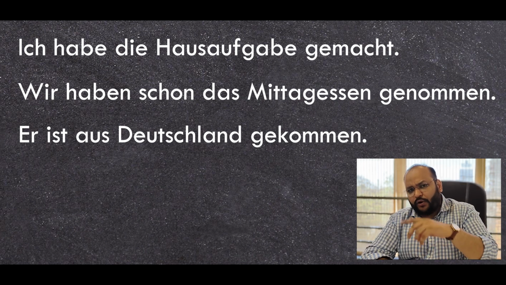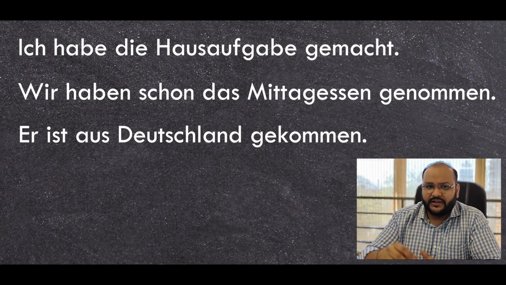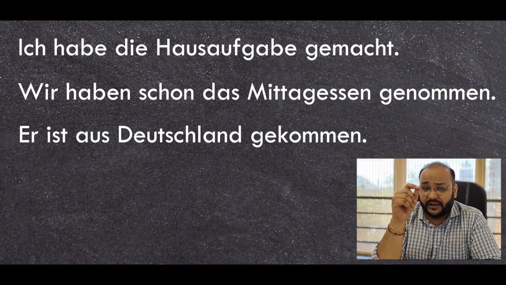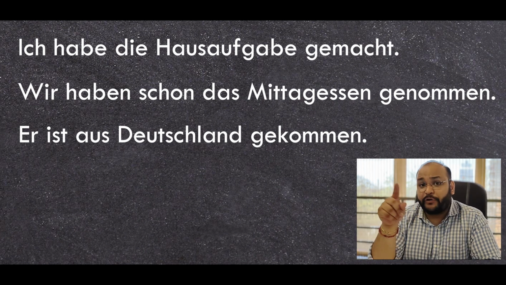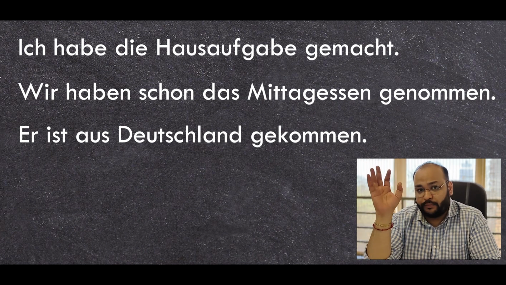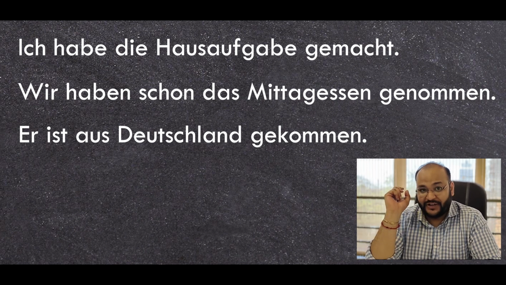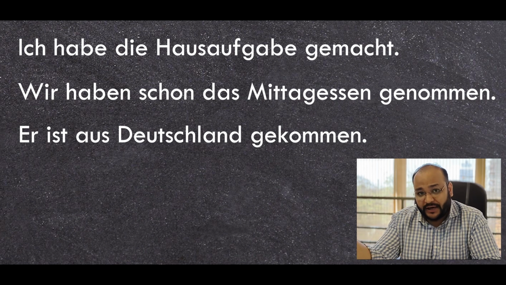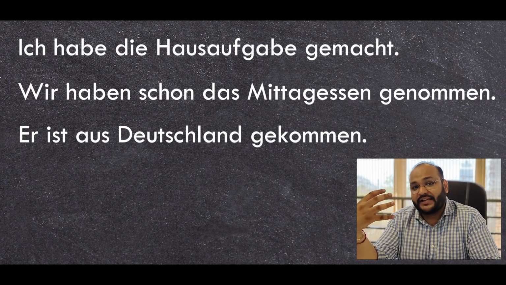But as you can see in all these three sentences, the first one means ich hab die Hausaufgabe gemacht: I have done the homework. Second, wir haben schon das Mittagessen genommen: we have already taken the lunch. And er ist aus Deutschland gekommen. So that is to say he has come from Germany.